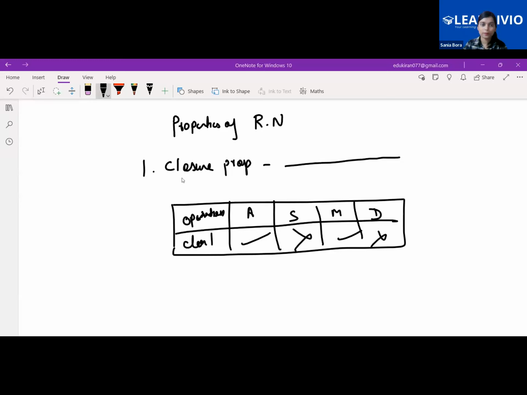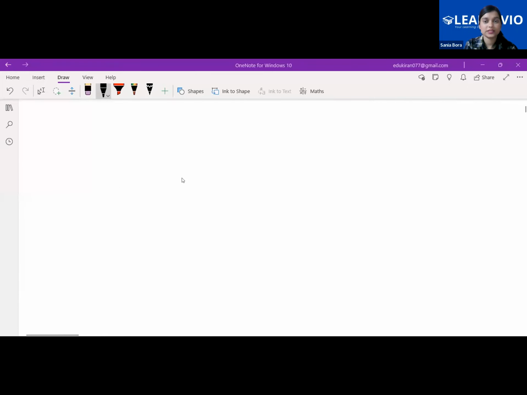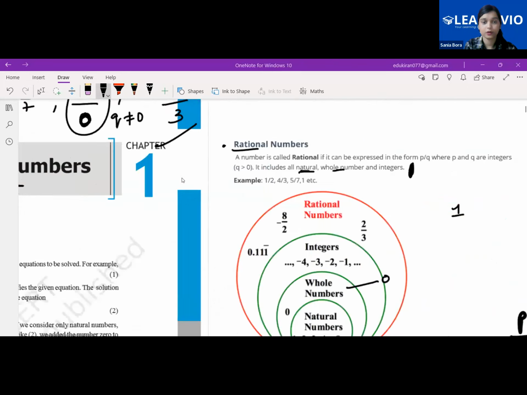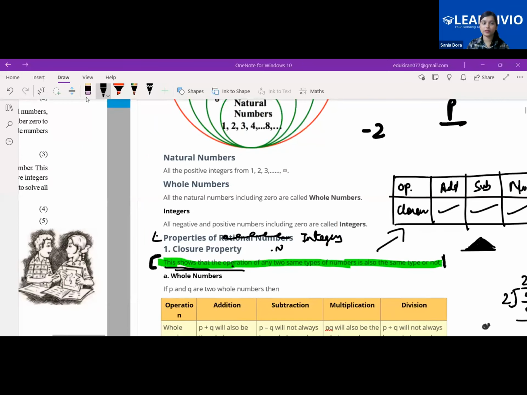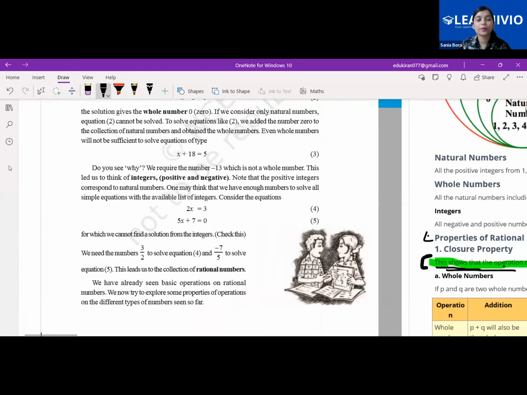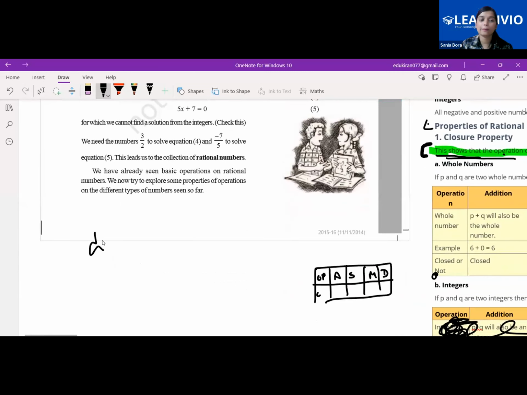Okay, so now let's start. Students, listen very carefully. The first property we are going to discuss is the closure property of rational numbers. The closure property says one thing. For example, if you are adding two apples, what should you get? Grapes or apple? Apple.